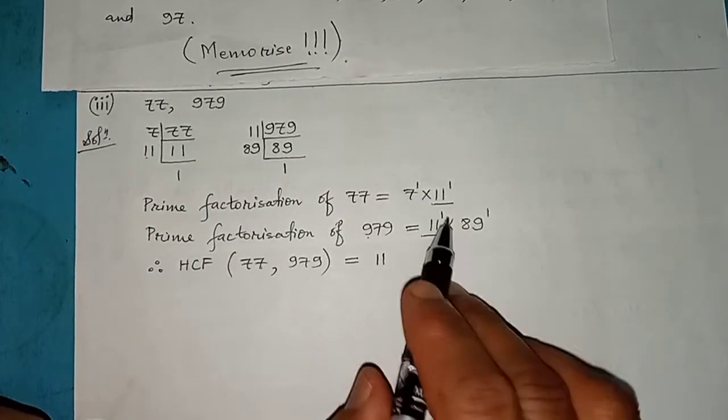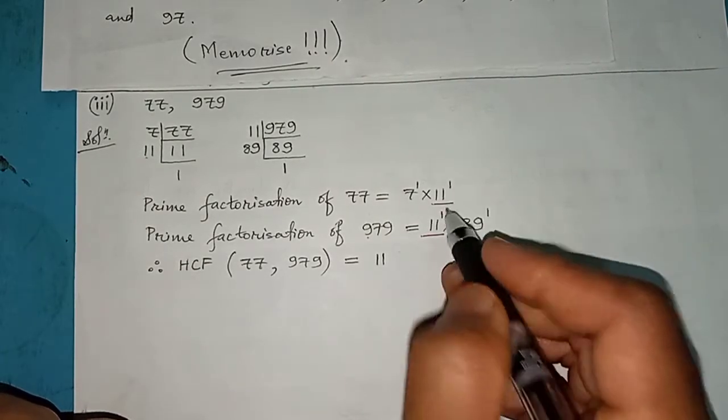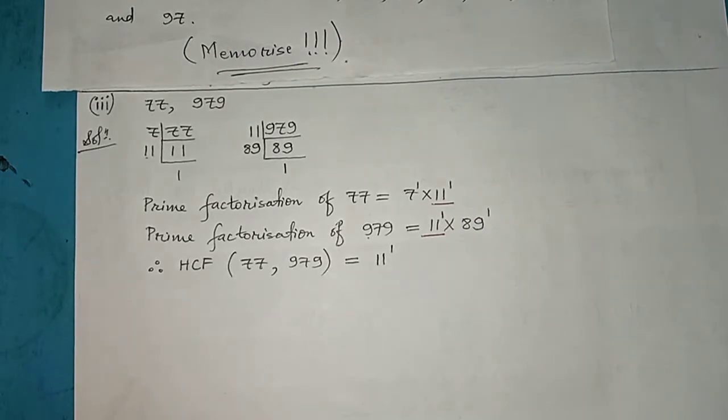So we write 11 with the smaller power. Suppose you have 11 power 2 and 11 power 1, then 11 power 1 is smaller. But in this particular question, the powers are the same, 1 and 1. So 1 is the smallest already, we don't have anything smaller than 1, so we will take power 1.